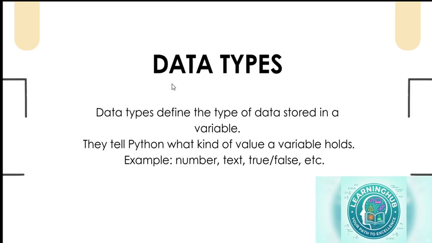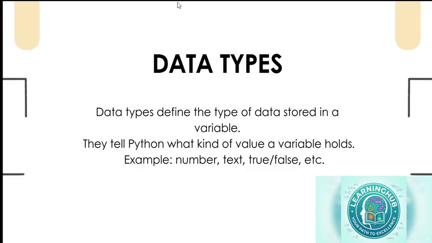What are data types? In Python, data types are used to define the data stored in a variable. They tell Python what kind of value a variable holds. Example: number, text, true, false, etc. Simply speaking, a data type tells the computer what kind of value we are using. Without data types, Python cannot understand the data properly. So data types are very important in programming because they help to organize and use data correctly.